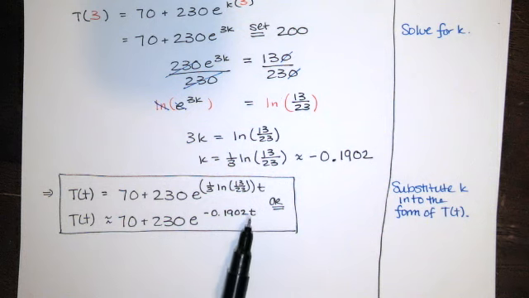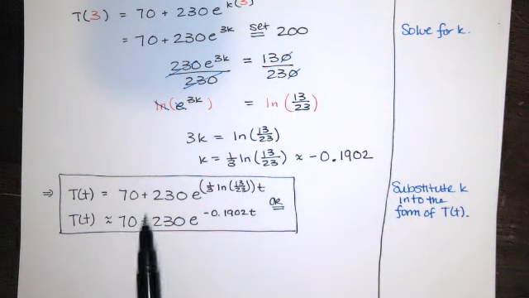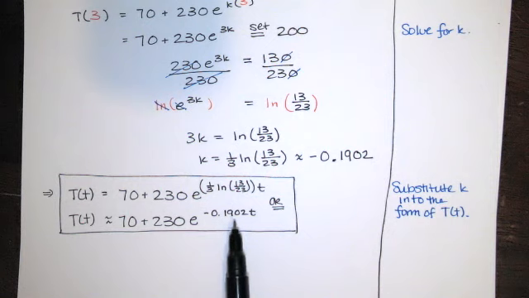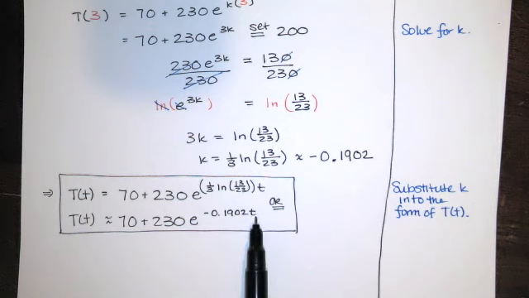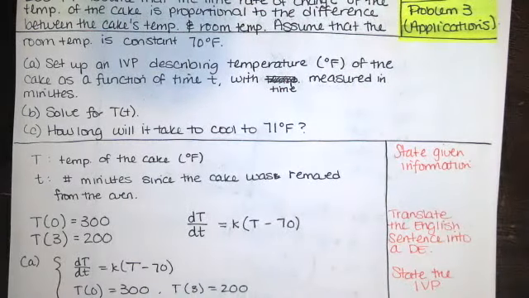After a little while, though, this is going to be so close to 0 that we're basically at room temperature. But it will never actually get to 70 degrees because this exponential function is always positive. But in the limiting sense, as t goes to infinity, in an infinite amount of time, the temperature of the cake approaches room temperature.